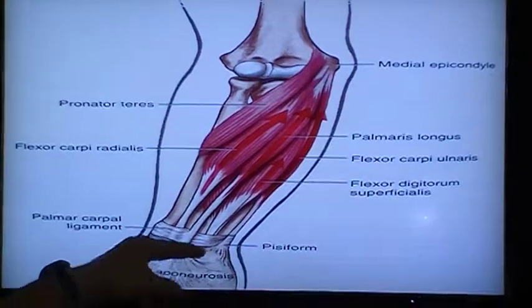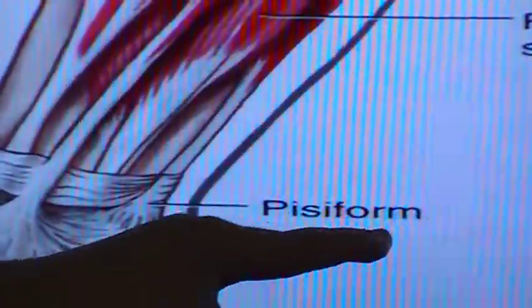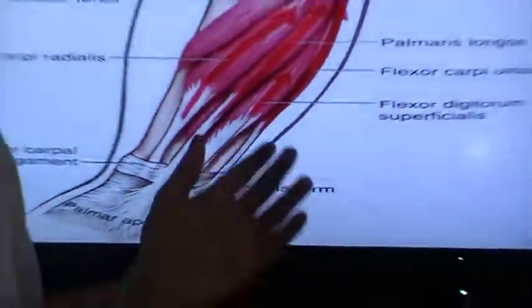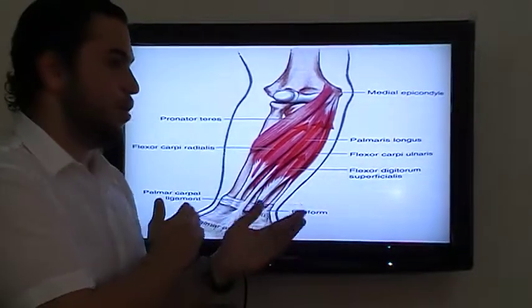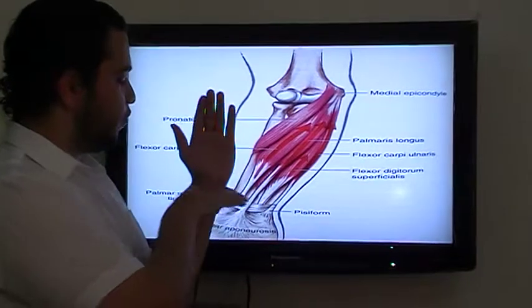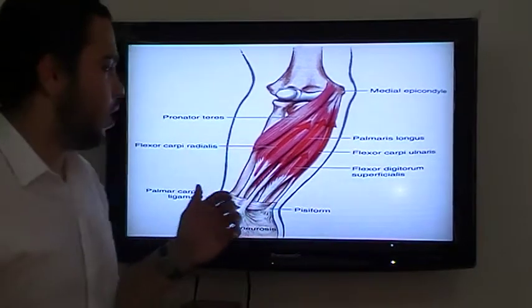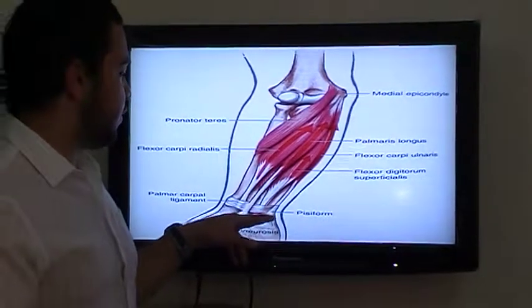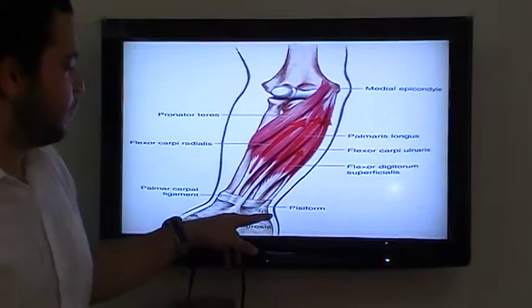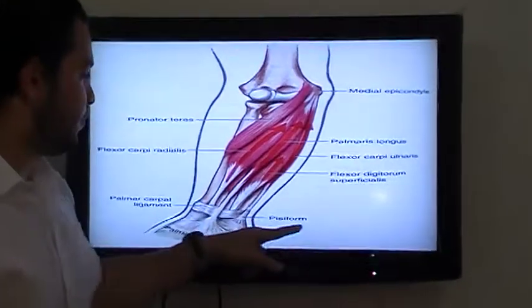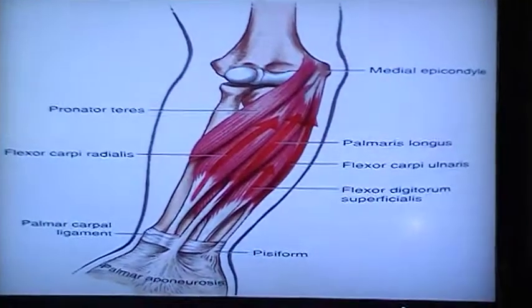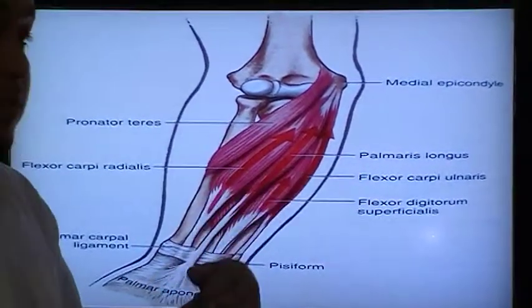What's this bone called? These carpal bones. This bone is called pisiform. As I said, we have 8 carpal bones. They're in 2 rows, first row and second row. So this is in the first row, and it's the smallest bone in the body. So this flexor carpi ulnaris attaches to the pisiform bone. This is about it for the flexor compartment.